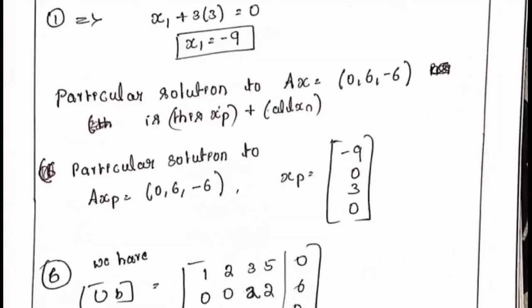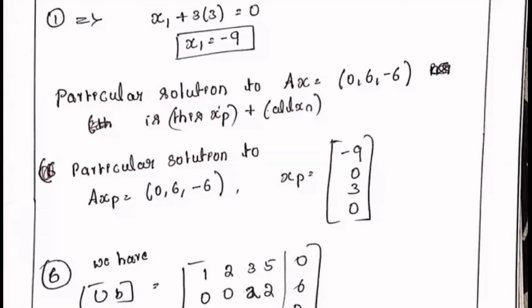Particular solution is nothing but what? The general solution is nothing but xp plus xn. But xp is nothing but x1, we got it as minus 9. x2 and x4 are 0 for a particular solution because of the free variables, whereas x3 is 3. So if you substitute that, this column's elements are the particular solution. Previously we calculated the null space, special case, right? Now we calculated the particular solution for this case.